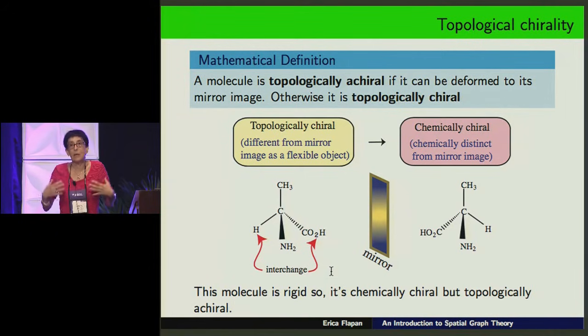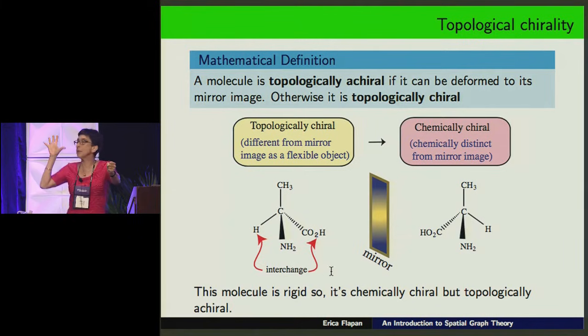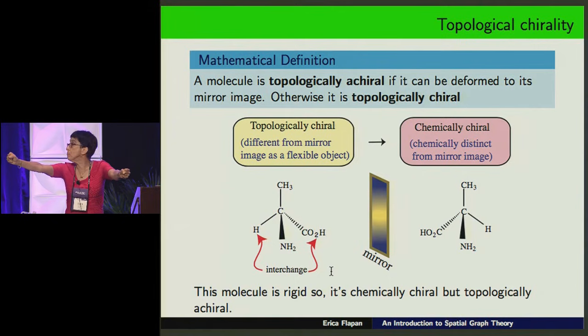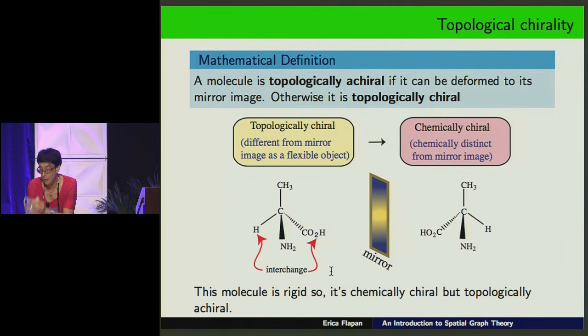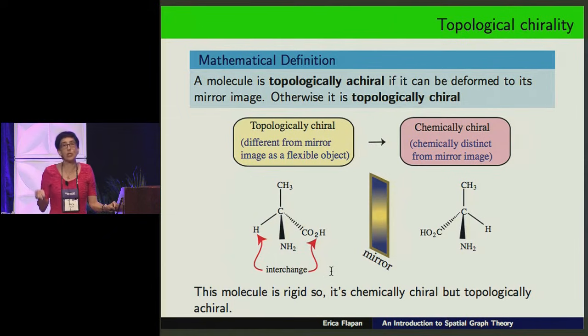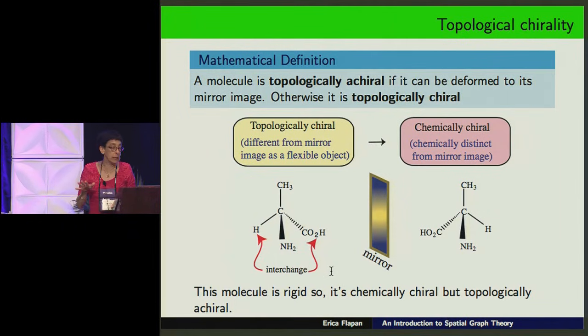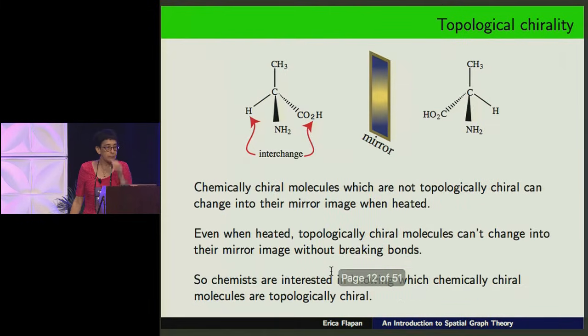On the other hand, from a topology point of view, I can grab the H and the CO2H and just yank them in the back around the middle vertex, the middle carbon, and go until it gets to be in the position of the mirror image. You have to make that noise when you're doing that. Okay, so this shows that the molecule is topologically achiral, but chemically chiral. So this shows you that these concepts are not exactly the same.